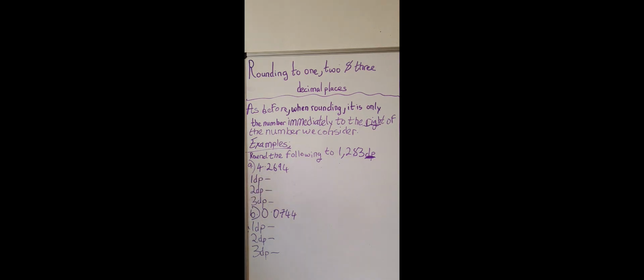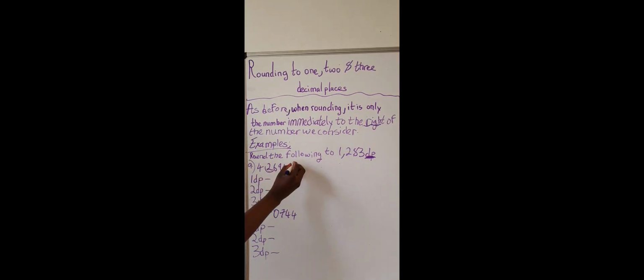4.2694, that's the first example I have here for you. If I were to round this to 1 decimal place, from the decimal point you go 1. So this is the first decimal place, and I am going to round it to 1 decimal place. When rounding, it is only the number immediately to the right of the number. So this is the number immediately to the right of 2, and this is a round up number.